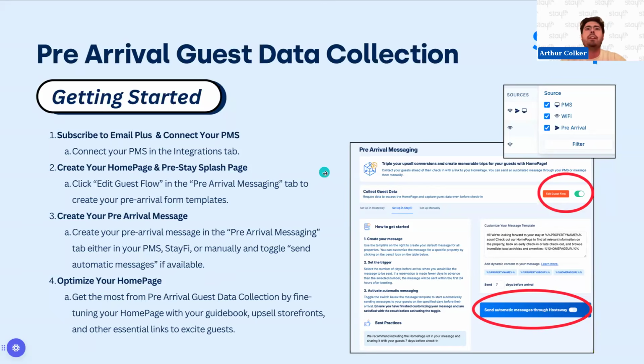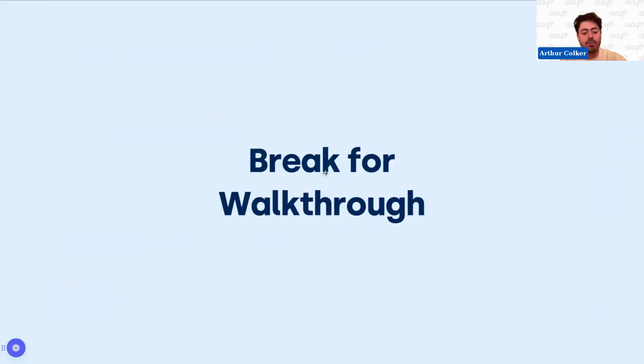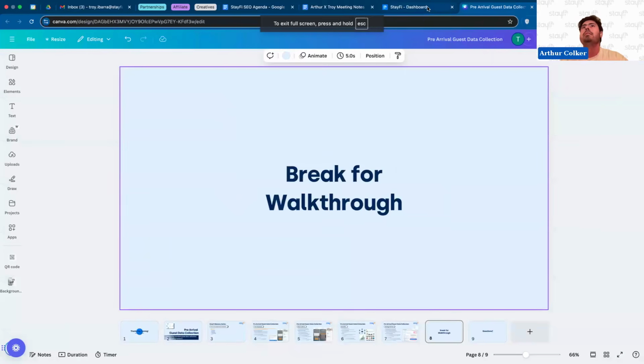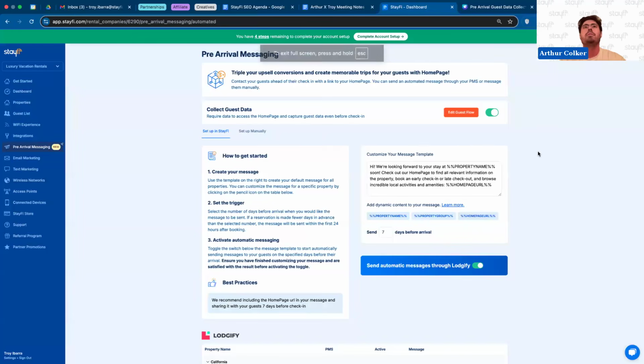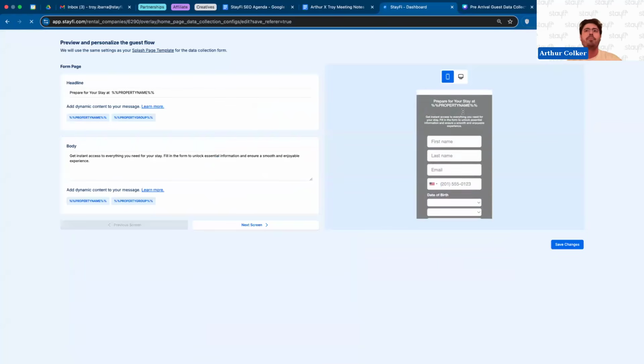So without further ado, I'm going to show you what it looks like in the tool. So I'm going to come over into your StayFi dashboard here. And as I mentioned before, the first thing you're going to do is head over to the pre-arrival messaging tab, and then head over to Edit Guest Flow right over here next to Collect Guest Data. So for most of you, this should be automatically turned on if you're a StayFi email marketing customer. If not, be sure to toggle it on and then head over to edit guest flow.